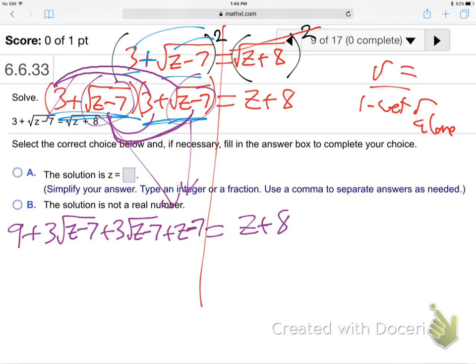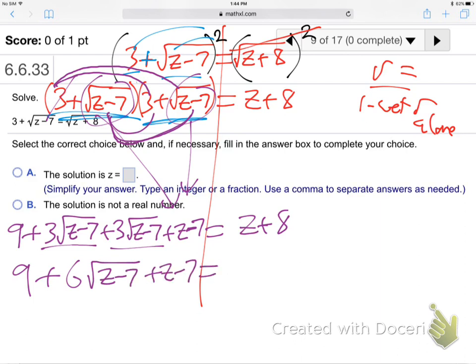Okay, let's keep going. These 2 are like terms, right? We can add those 2. So we can go 9, 3 root z minus 7, and 3 root z minus 7 is 6 root z minus 7. Yeah, just add the terms in front. Plus z minus 7 is z plus 8. Good so far.